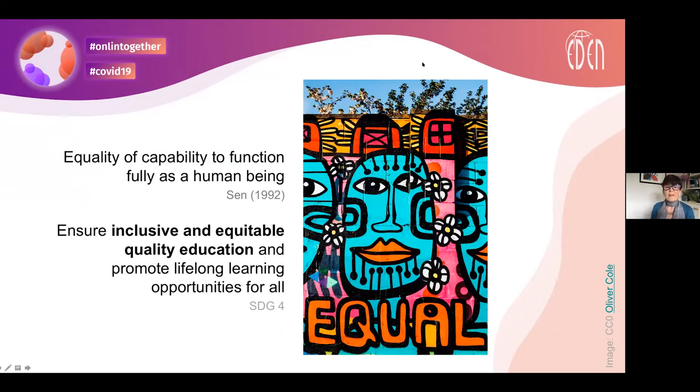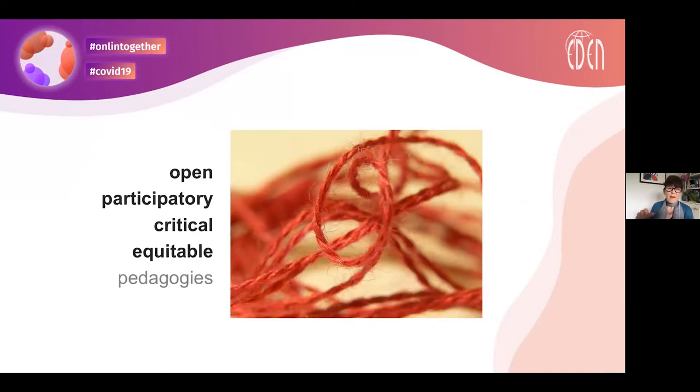Okay. The definition on the screen here from Sen, also used by Thurborn, is a definition of equality as the capability to function fully as a human being. And Sen goes on to say that this entails survival, health, freedom, and knowledge to choose one's life path.